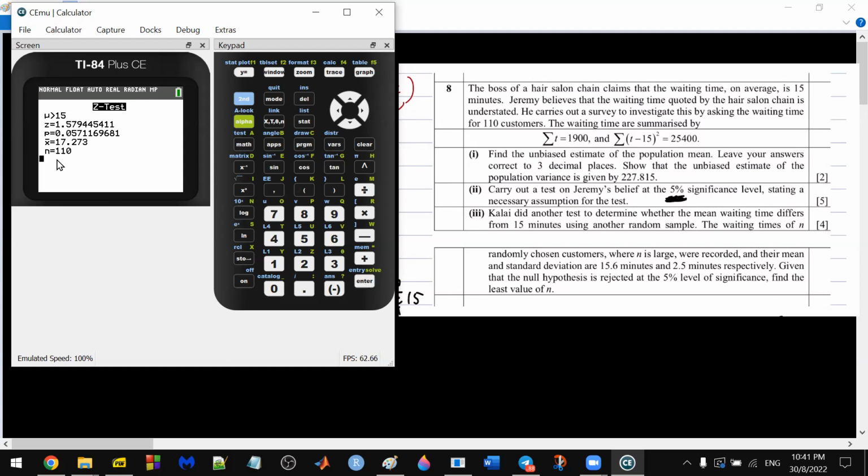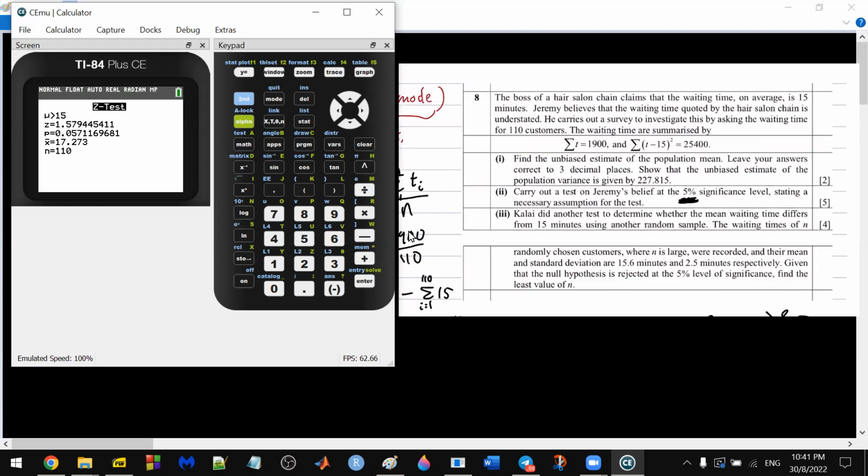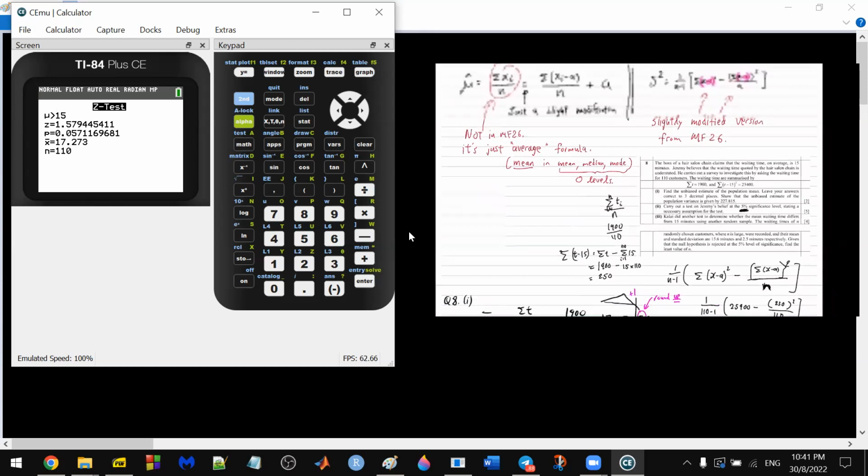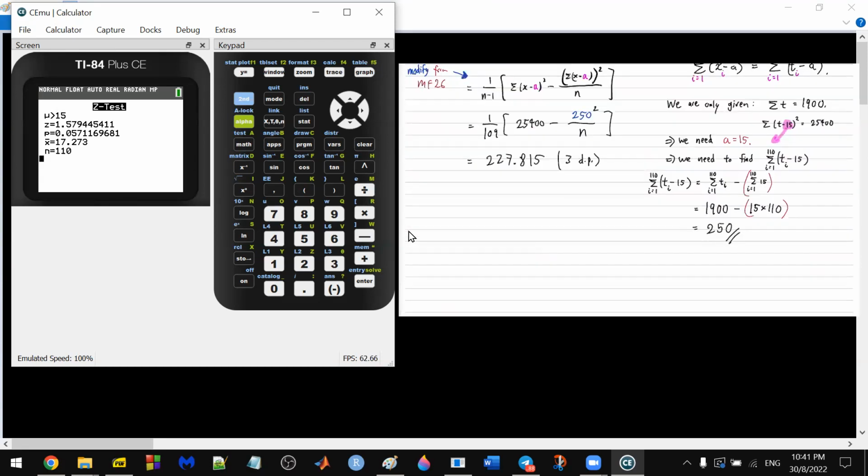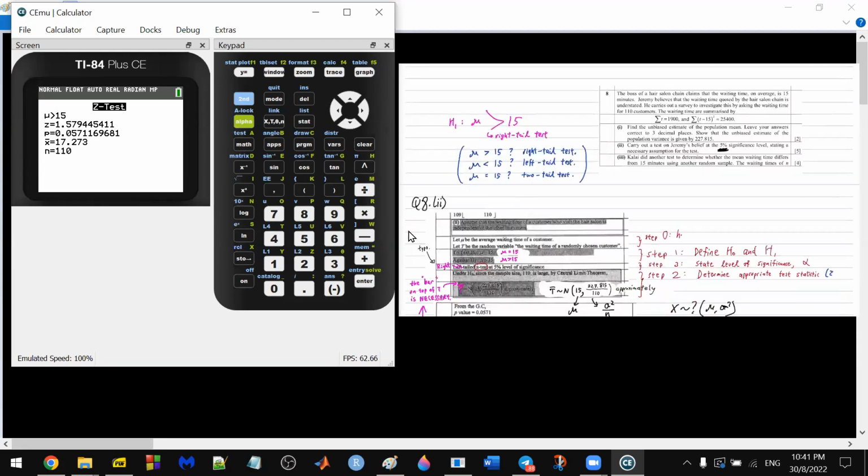Look at the focus on the P, 0.057116961. P equals third row. All right, so is it the same as the answer? Yes, it is the same, 0.0571.